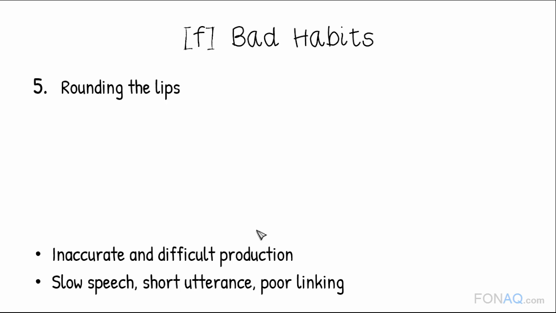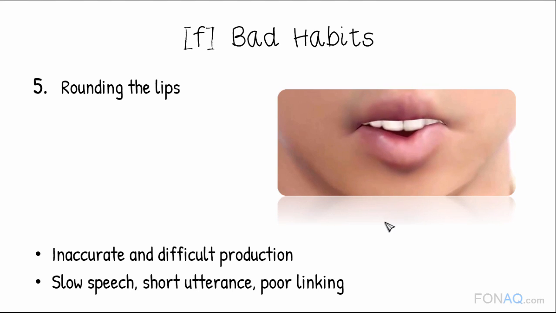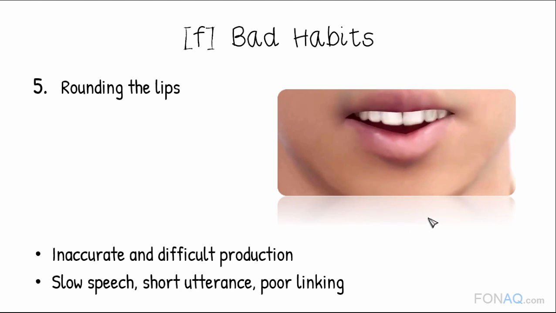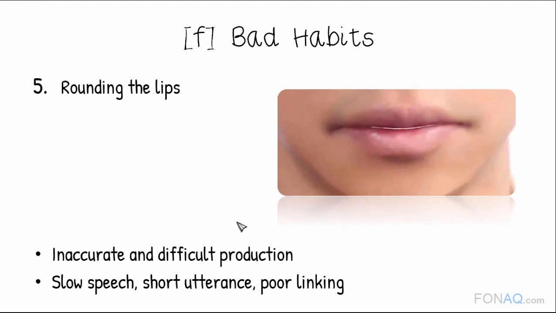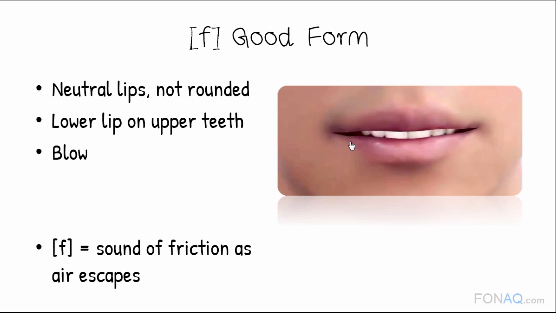Finally, the last bad form is rounding the lips instead of relaxing them. It adds tension to the lips, and it's likely to lead to flicking. So avoid the 5 bad habits: insertion, curling, biting, flicking, and rounding. And let's review the good form. Neutral lips, upper teeth just touching the lower lip, and blow.